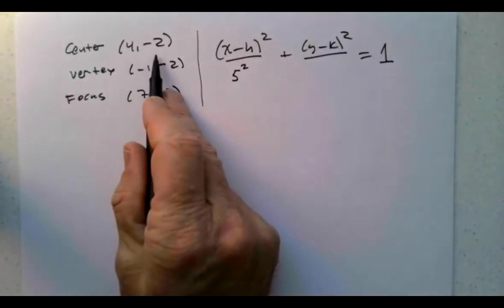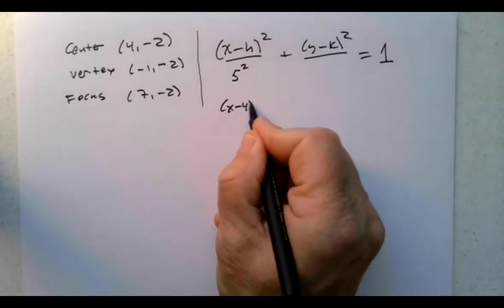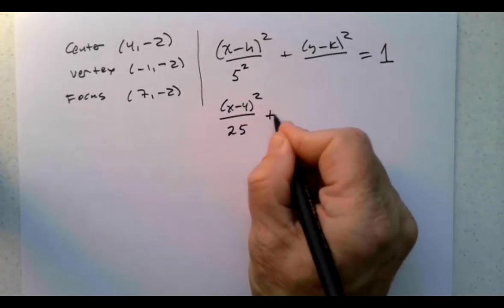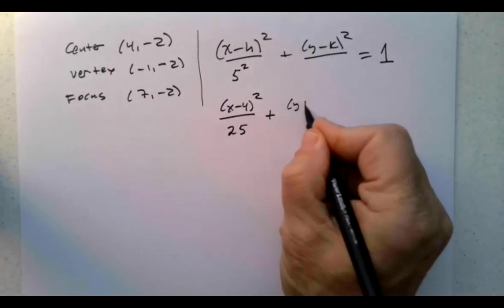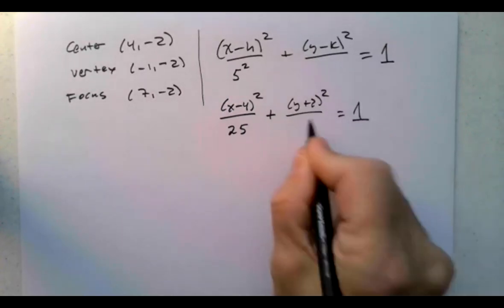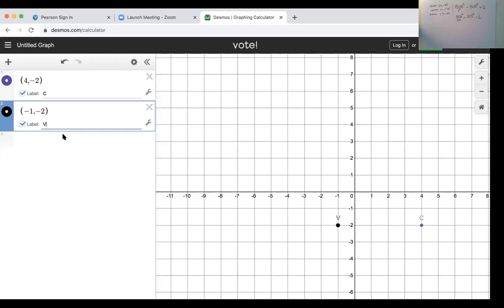Now we know the center is (4, -2), so it's (x minus 4) squared over 25, plus (y minus -2), so (y plus 2) squared over something equals 1. We have to figure out that something, and the focus is what's going to enable us to figure out that something. Well, what do we know? We also know that our focus is at (7, -2).